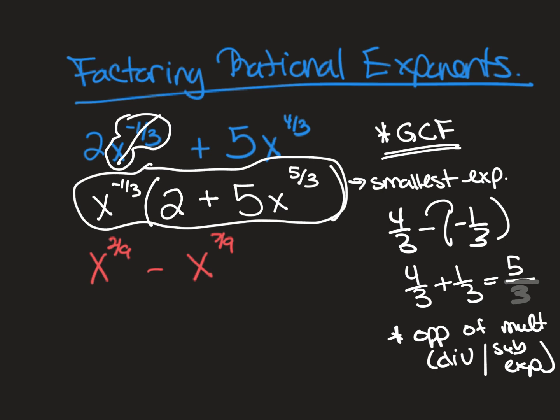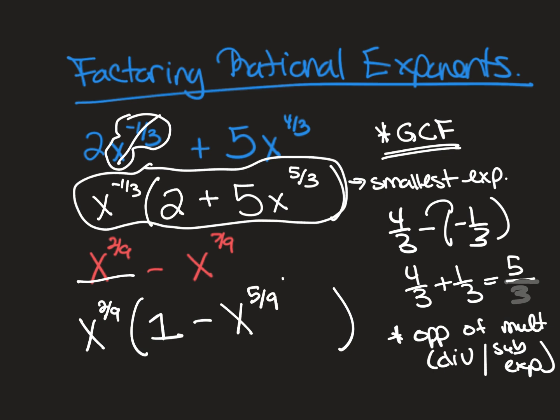In the second example, the 2/9 is the smaller exponent. So that's going to be my GCF this time. When I divide out the 2/9 from the first term, obviously that leaves me with just a 1 because they cancel. And when I do it with the second one, it becomes minus x to the 5/9, because 7 minus 2 is 5.